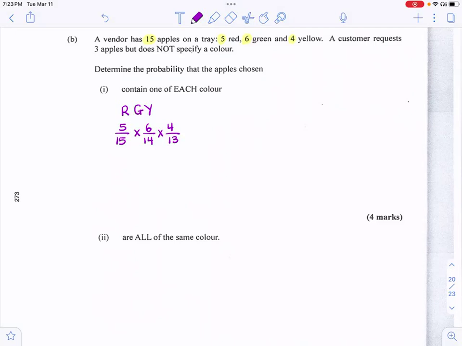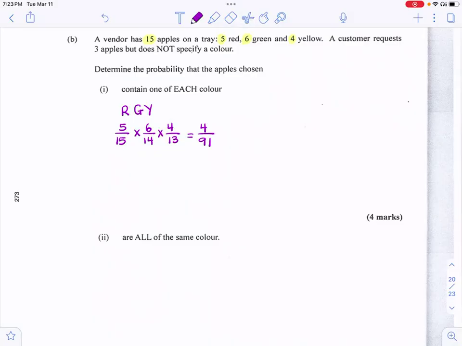Yeah. Right. So let me work that out: 5 over 15 by 6 over 14 by 4 over 13. How much is that? 0.04, 4 over 91. Yeah, 4 over 91.